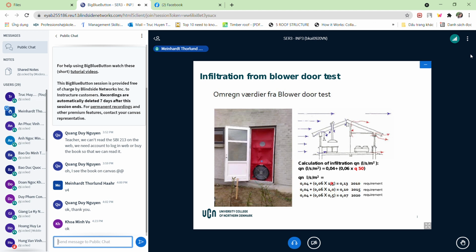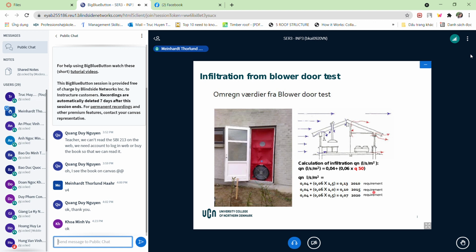This is the formula, and basically for 2010 it was 1.5 for this blower test. In 2015 it was 1.0, and also 2018. In 2020 it's going to be 0.5, and the other part of the formula is an empirical formula to calculate what the infiltration will be.